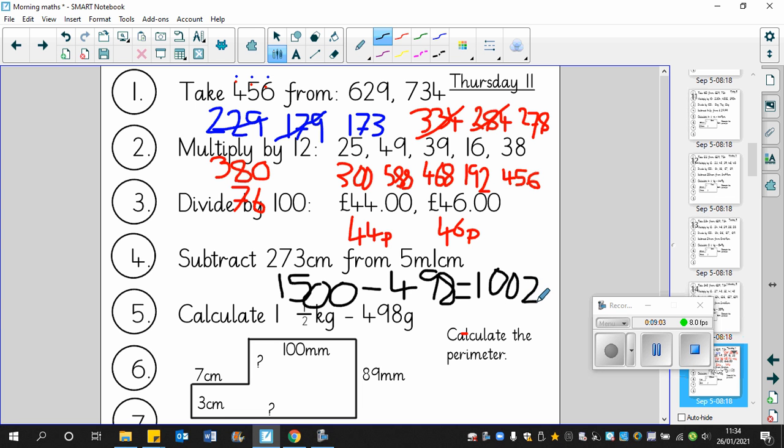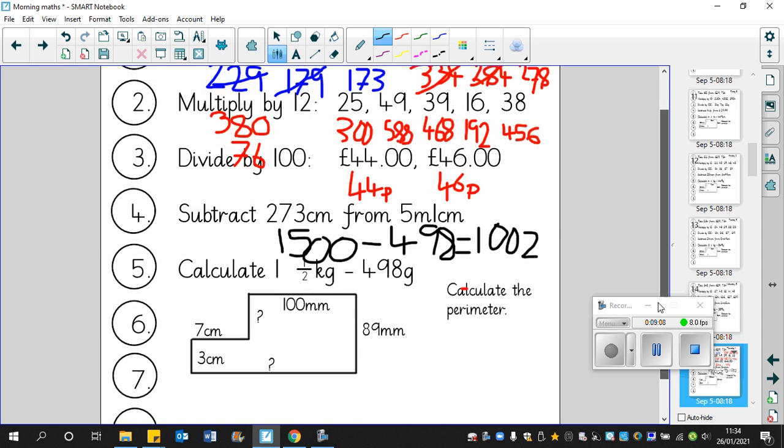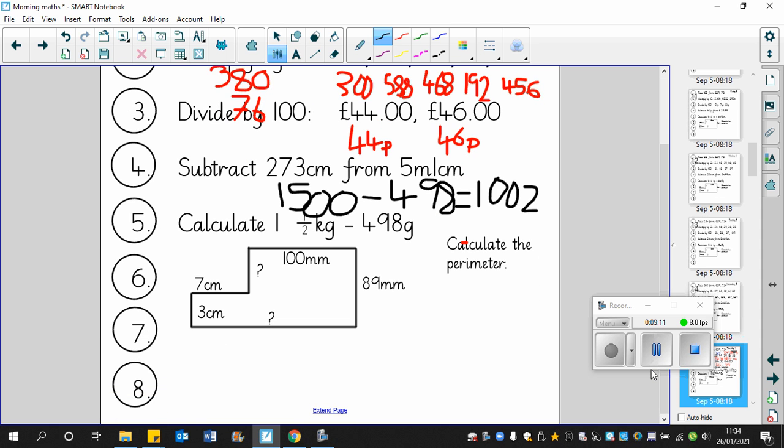So that one actually came out to be much simpler than it might have originally looked, which is why it's always worth just checking and thinking. Right, perimeters, centimeters, millimeters, you know the score now. So this is 70, and this is 30 millimeters. Put it over here, make sure you don't get it confused. This is 100, this is 89.